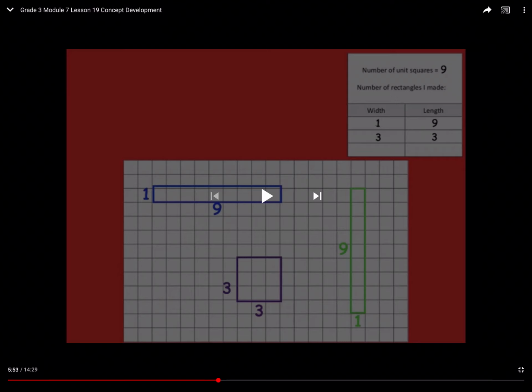You had the number 9, and your job was to make as many rectangles as you could with 9 square units. And you also made this chart showing what your dimensions were. If you're not quite sure what this chart means or how to do it, you need to go back and watch the math lesson from yesterday so you know what this chart is all about.